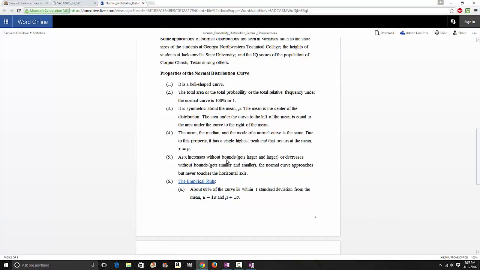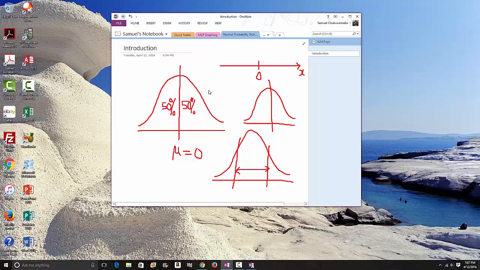Property 5. As x increases without bounds, which means it gets larger and larger, or decreases without bounds, gets smaller and smaller, the normal curve approaches but never touches the horizontal axis. So what this is saying is this.